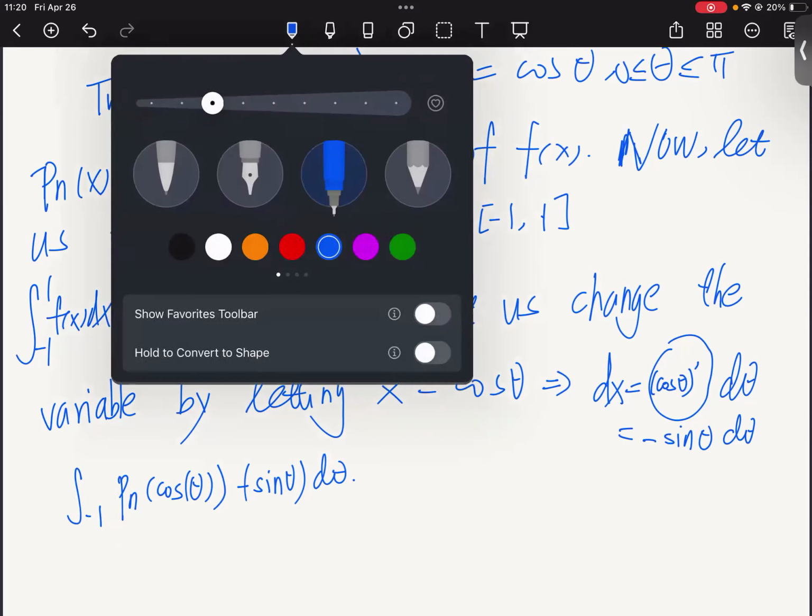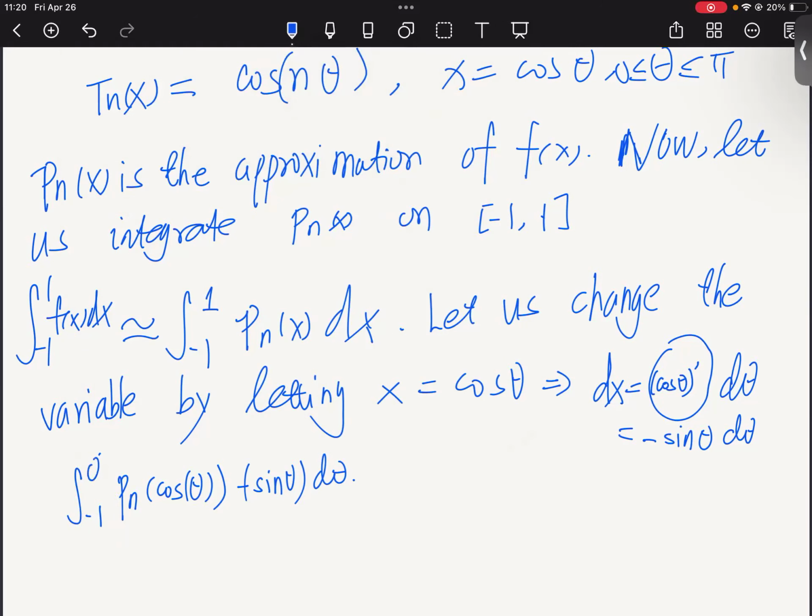This is the change of the variables, and then we need to change the integration limit as well. The -1 corresponds to pi. And because I have a negative sign here, and then I have this integration limit here, I can flip the integration limit upside down, and then combine this negative sign. Does it make sense? Okay.